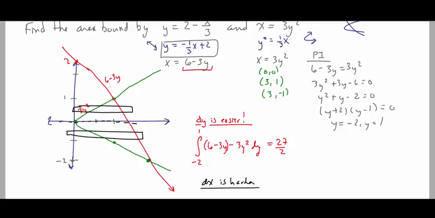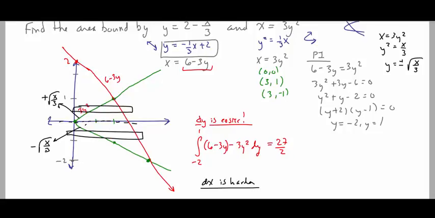Now the reason they split is if I solve for x equal 3y squared, I get y squared equal x over 3. I get y equal plus or minus the square root of x over 3. So the curve above this would be the plus square root of x over 3, and the curve below would be the minus square root of x over 3.